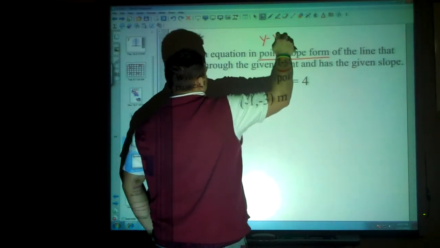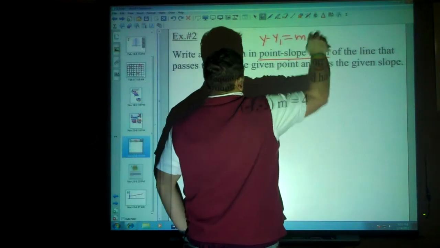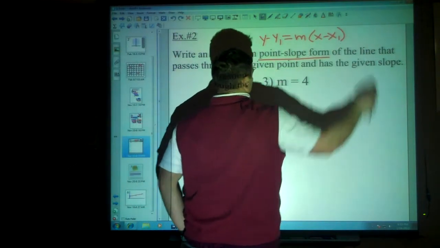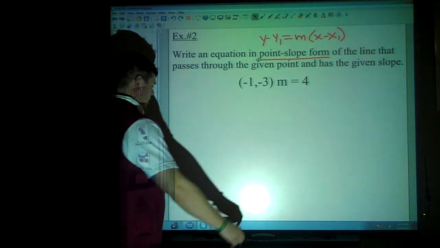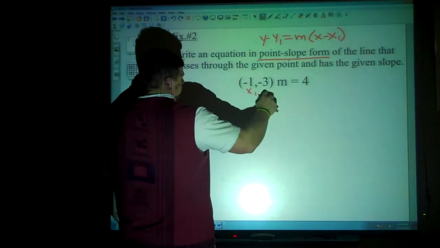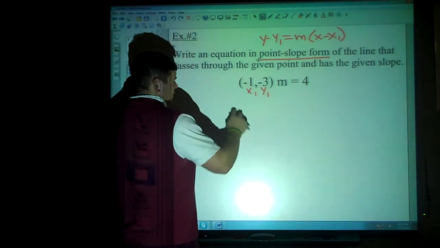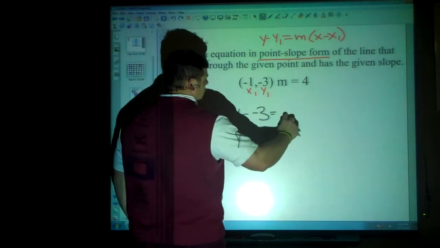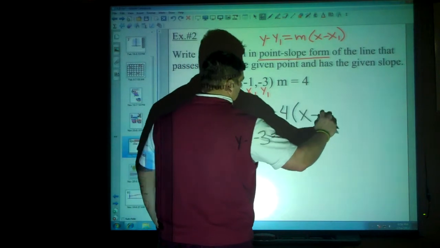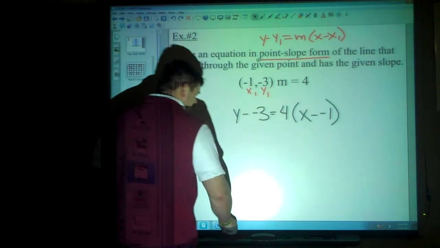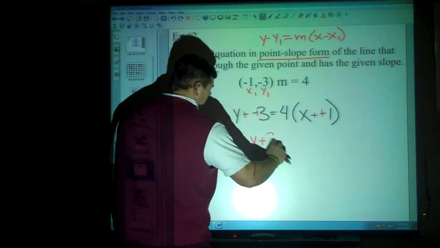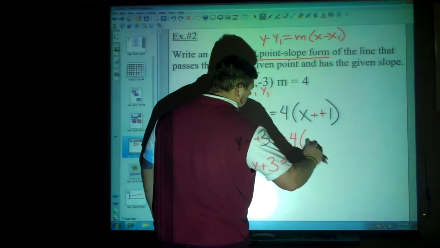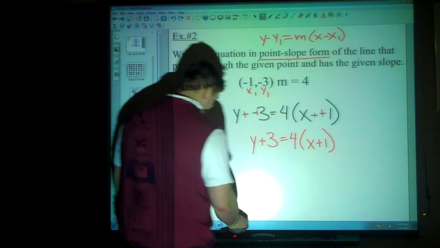We know that that's y minus y sub 1 is equal to the slope times x minus x sub 1. And look what's been given to us. All the information we could need. So again, that's x sub 1, y sub 1. So we say y minus negative 3 equals our slope of 4 times x minus negative 1. And then you might want to go plus positive and plus positive for a final answer of y plus 3 equals 4 times x plus 1.